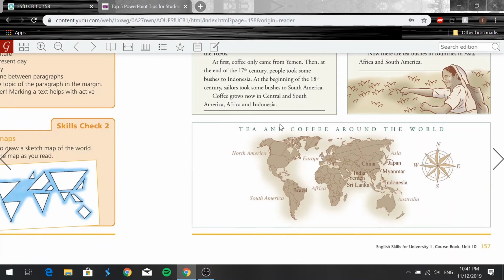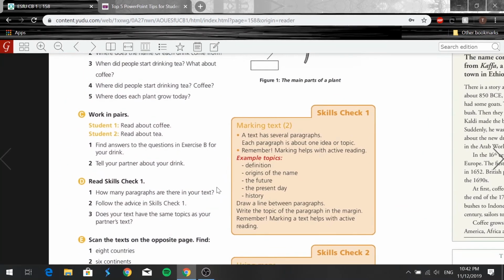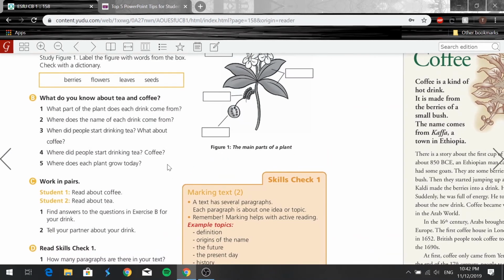Okay? And tea and coffee around the world. This is the map. Alright, so now let's go back to exercise B. What do you know about tea and coffee? So what part of the plant does each drink come from? Well, we know that coffee comes from the berries, right? While tea comes from the leaves, okay? Leaves and berries are right here, okay?